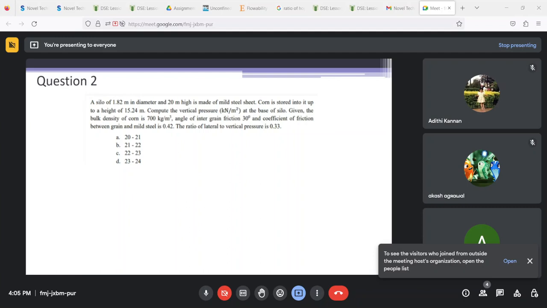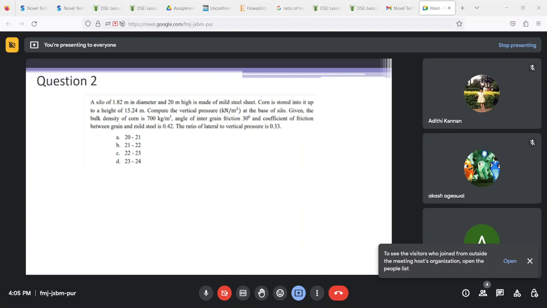So because of the height, that is 15.24 meter height of corn, there will be pressure acting at the base of the silos, and based on that, your silos has to be strong enough to withstand that amount of pressure that is because of the corn. So that is something that we need to calculate here. What is the vertical pressure at the base of the silos? That is what we need to calculate.